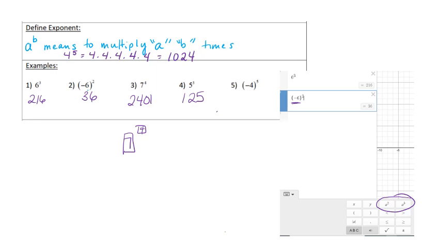And then example 5, that'd be negative 4 to the 5th. Negative 4 times negative 4 times negative 4 times negative 4 times negative 4. We know positive 4 to the 5th is 1024. And then if we have negative 4 to the 5th, we'll have a negative times a negative, which is positive, times another negative, which is negative, times another negative, which makes it positive again, and then times another negative, which makes it negative. So negative 1024. Again, type it in Desmos, make sure you can get the same solution.